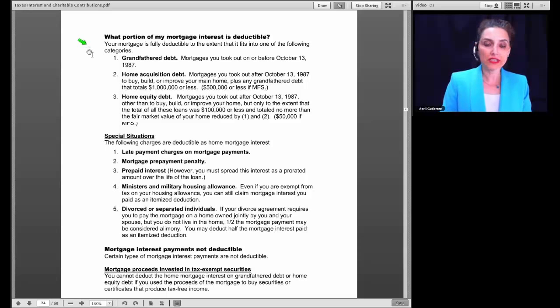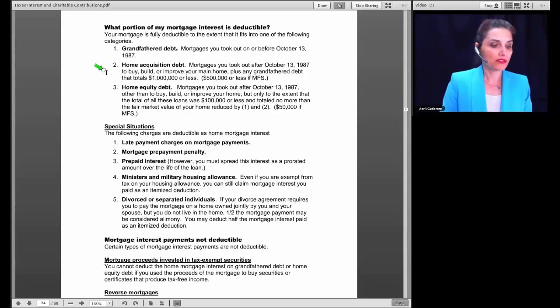So your interest is fully deductible to the extent that it is one of the following. Either grandfather debt, that is a mortgage you took out before October 13, 1987, not too many of those out there anymore, or it is home acquisition debt, mortgages that you took out after October of 1987 to buy, build, or improve your home, plus any grandfather debt that totals $1 million or less, half that amount if you're filing married, filing separately.